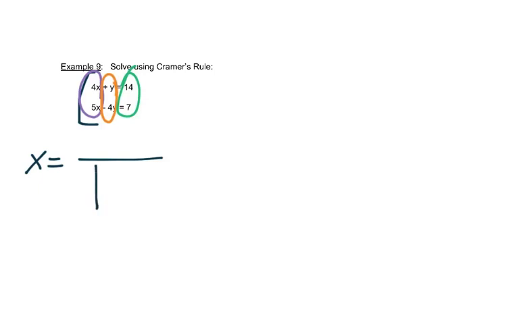Let's do one more. So we're going to start by finding our x. So we're going to have our bottom. We just use the numbers that are in the normal x and y spots. On the top, because we're finding x, we put the last column in the x spot.